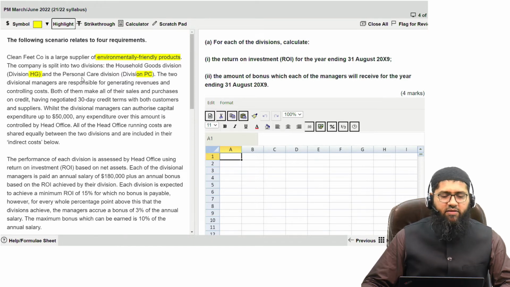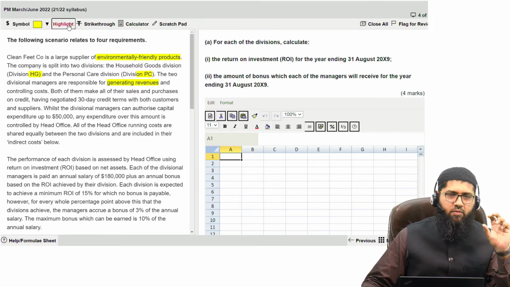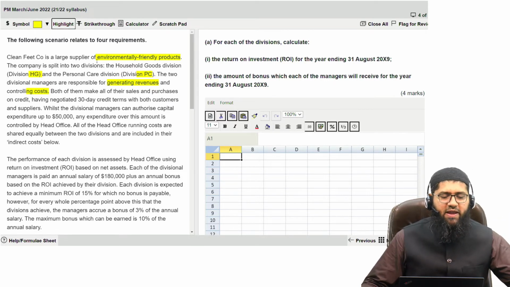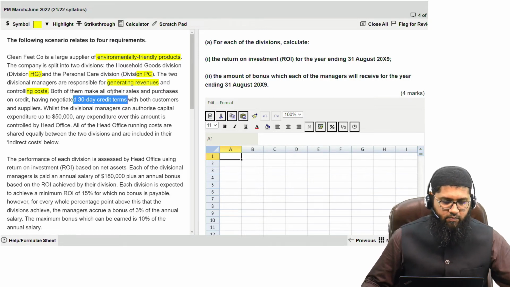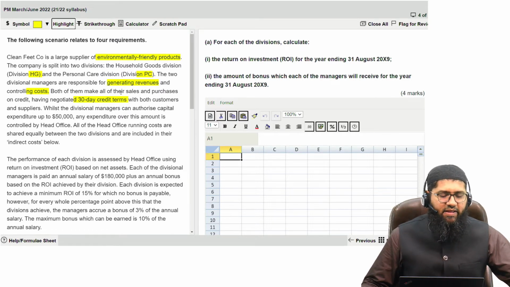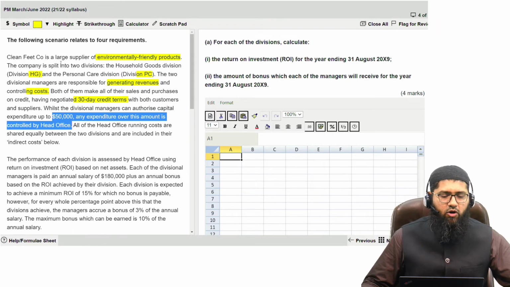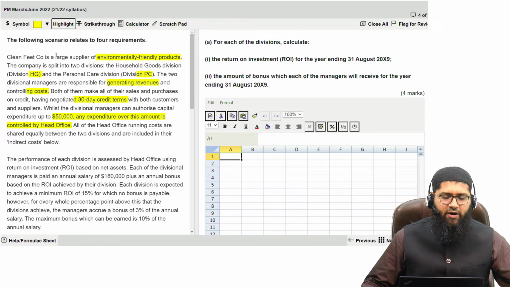The two divisional managers are responsible for generating revenues and controlling costs. So the managers generate revenue. That means the responsibility for sales. They control costs. That means responsibility for cost, and hence it's a profit center. Both of them make their sales and purchases on credit, having negotiated 30-day credit terms with both customers and suppliers. Whilst divisional managers can authorize capital expenditure up to $50,000, any expenditure above this is controlled by head office. So that means major expenditure is head office.